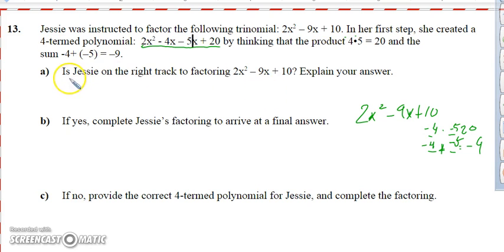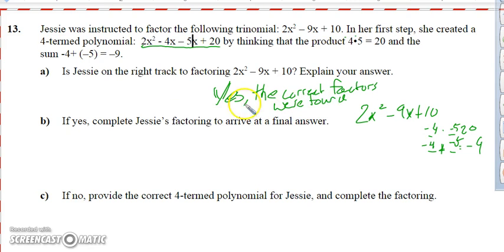Well, let's answer this question. Is Jessie on the right track to factoring this? Yes. And you could say the correct factors were found. Okay, if yes, complete Jessie's factoring to arrive at a final answer. So you would just take this, 2x squared minus 4x minus 5x plus 20, and do your grouping.